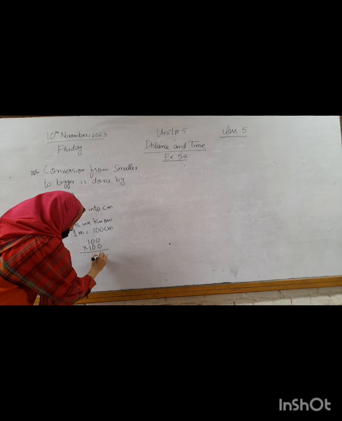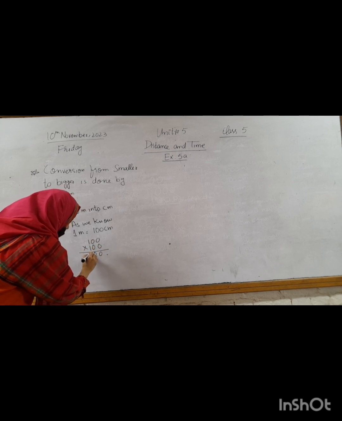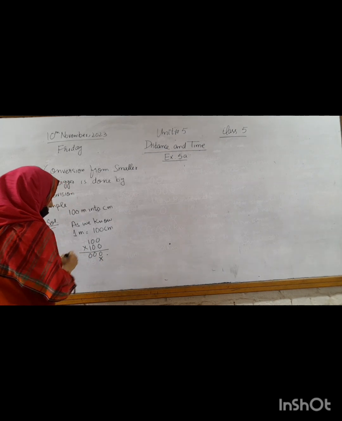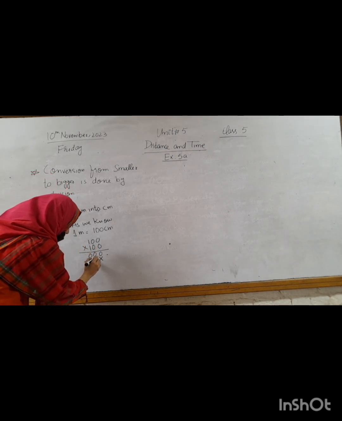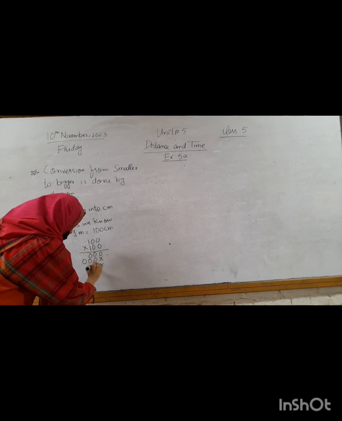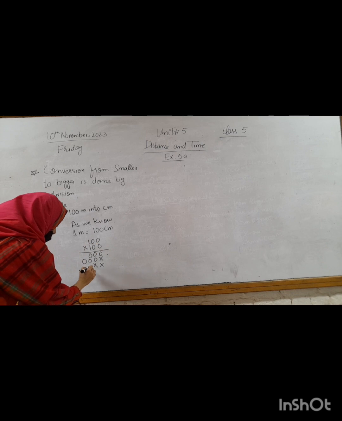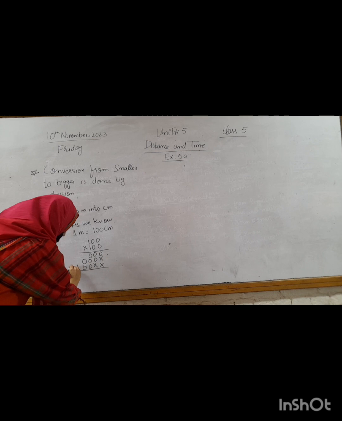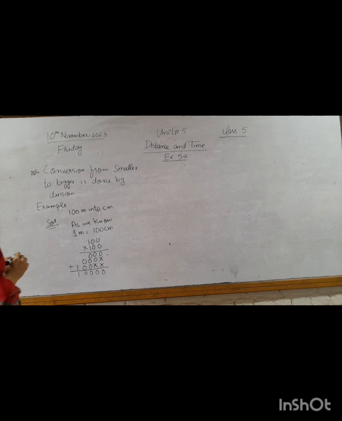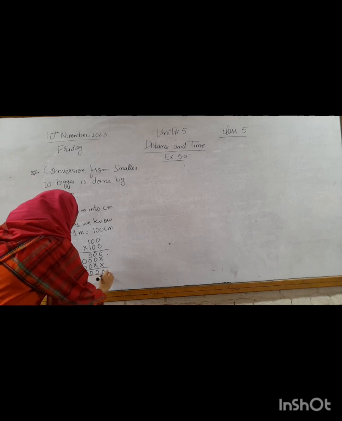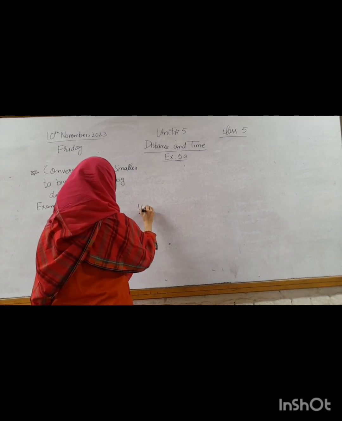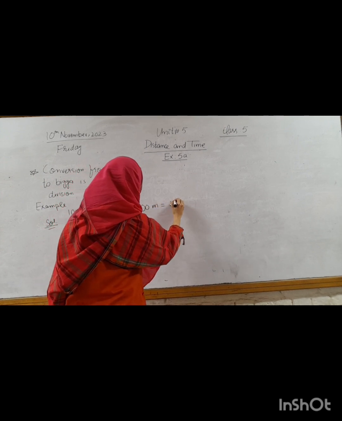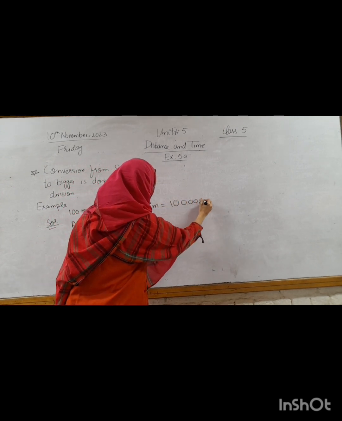0 multiplied by 0 is 0, 0 zeros are 0, 0 ones are 0. Now we will multiply with second term. 0 multiplied by 0 is 0, 0 zeros are 0, 0 ones are 0. Now we will deal with third term. 1 zero is 0, 1 one is 1. So we have, and we will add it 0, 0, 0, 0 and 1. So we will get 10,000. It means that 100 meter is equal to 10,000 centimeter.